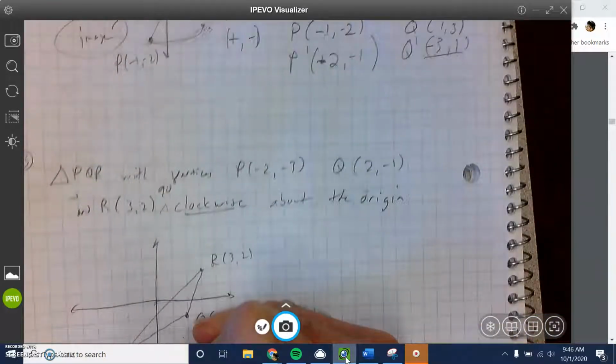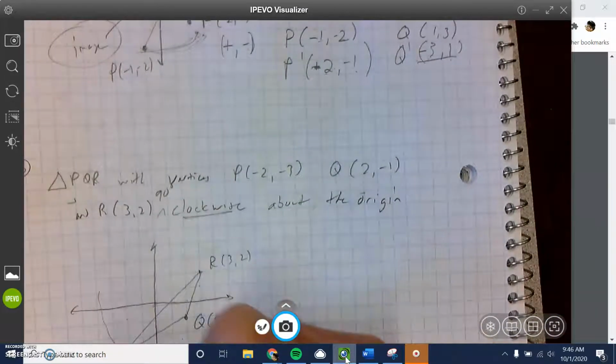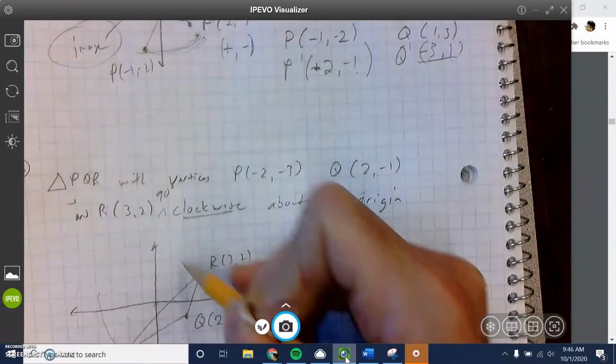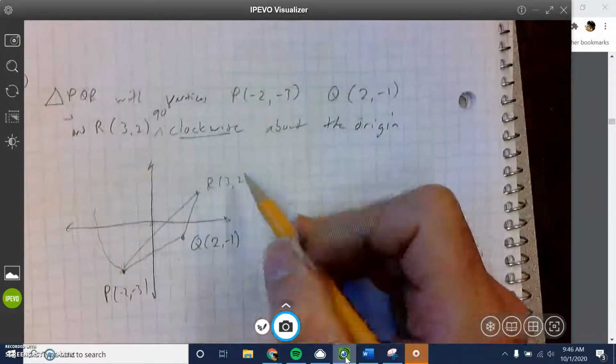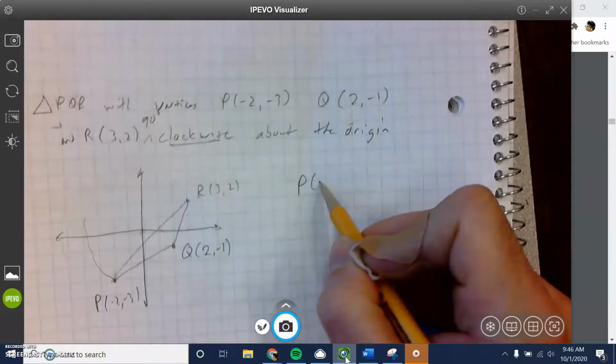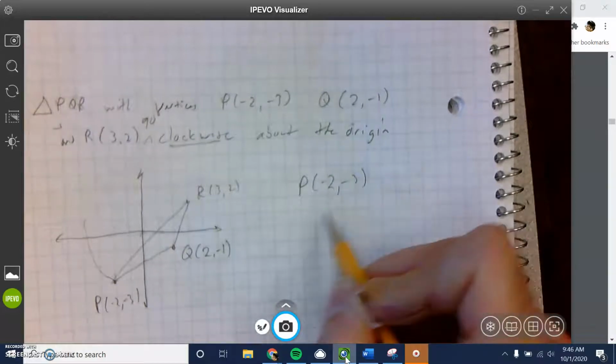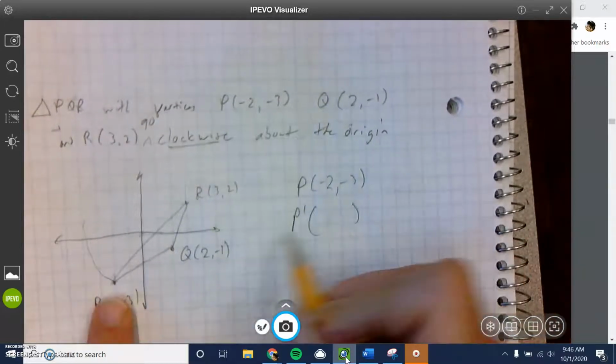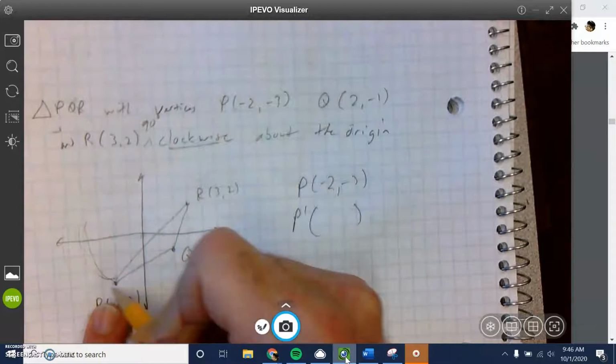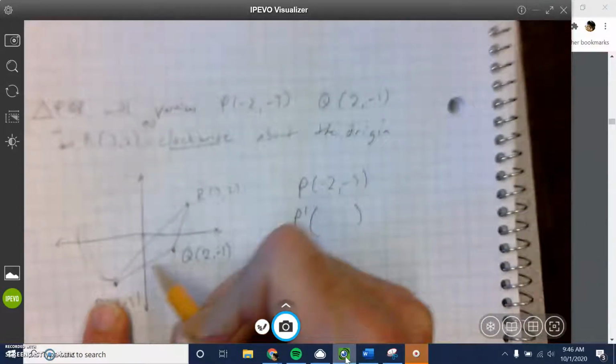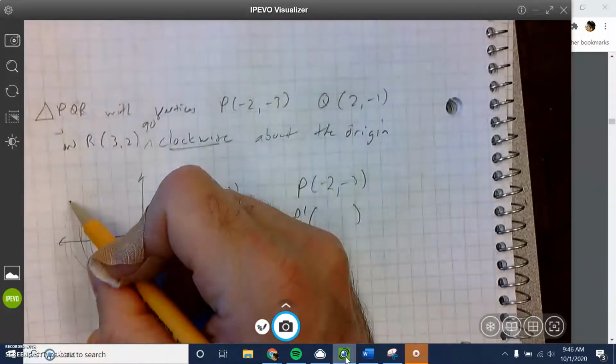So I'm going this way. So this one is going to go whoop, to the right. Keep going to the right. So you're going to your right. So P is -2, -3. So P prime is going to go this way. So we're all going to go this way with our numbers. So it's going to end up in this quadrant.